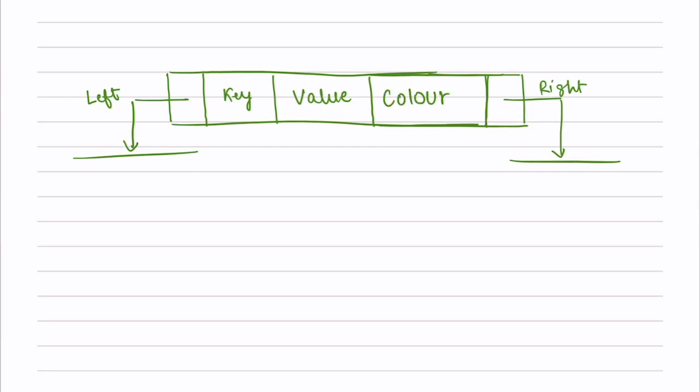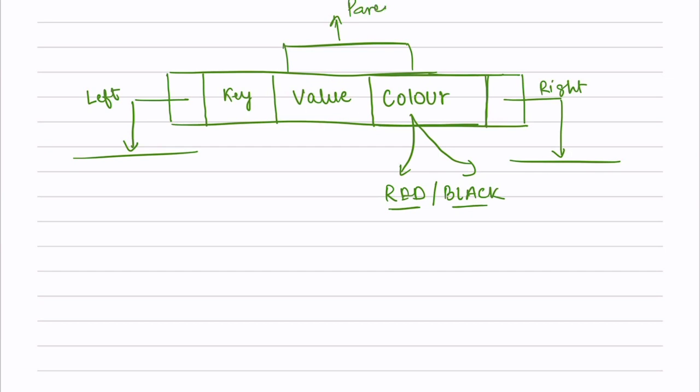Why color? Because you can see that we have a red black tree, right? So either this will be red or this will be black. So when you read red black tree, you'll get to know. So this is how the node looks, and you can see this will be the parent of that. Okay, so this is how the node looks.